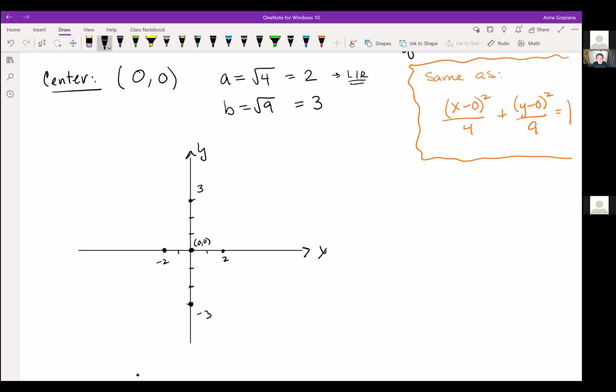And once you have the center and the vertices, then you're going to draw your ellipse. And yes, this one is stretched vertically because it's longer vertically than it is wide. Okay, any questions?